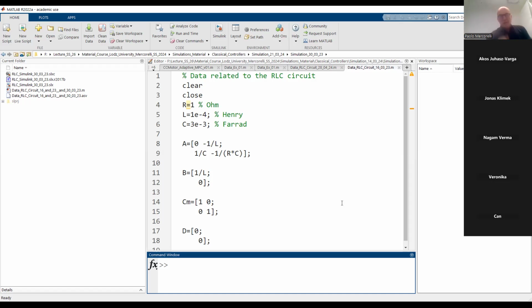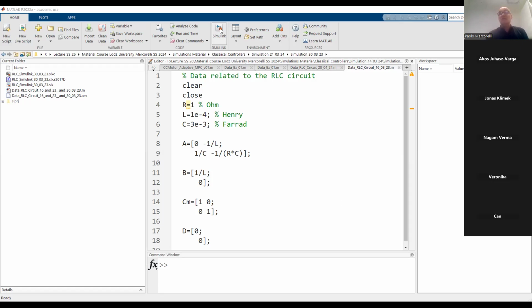Let me open Simulink. To open Simulink, you can click here twice. Did you see this icon, Simulink? Twice. Or you can write here in the command window, Simulink. Let me click twice here. I share, I hope, no? I share.